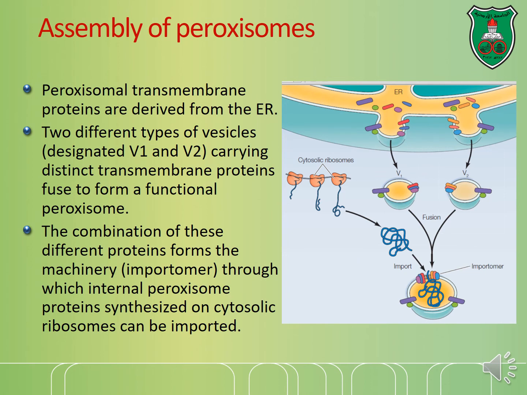Now, how are peroxisomes formed? Basically, they are formed from the endoplasmic reticulum. Two different vesicles are formed carrying different proteins. These are called V1 and V2. Now what happens is that these two vesicles fuse with each other, forming a larger vesicle that also contains a channel protein known as importomer. This importomer allows for the entry of cytosolic proteins, or peroxisomal proteins synthesized in the cytosol, inside peroxisomes.